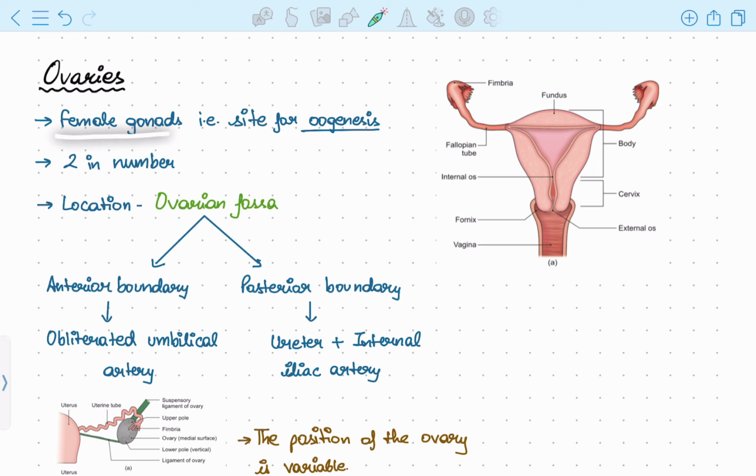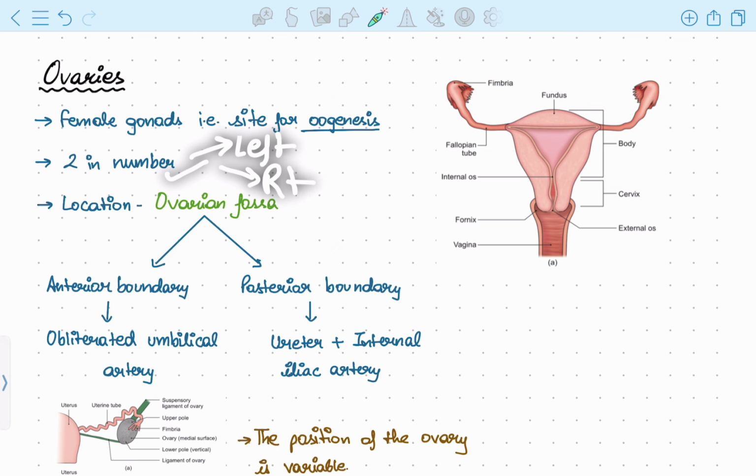First, we have the female gonads. What are the ovaries? Ovaries are female gonads. That means these are the site for oogenesis, the site where oogonia are produced. That means a female ovum is produced. These are two in number. We have a left ovary and we have a right ovary.